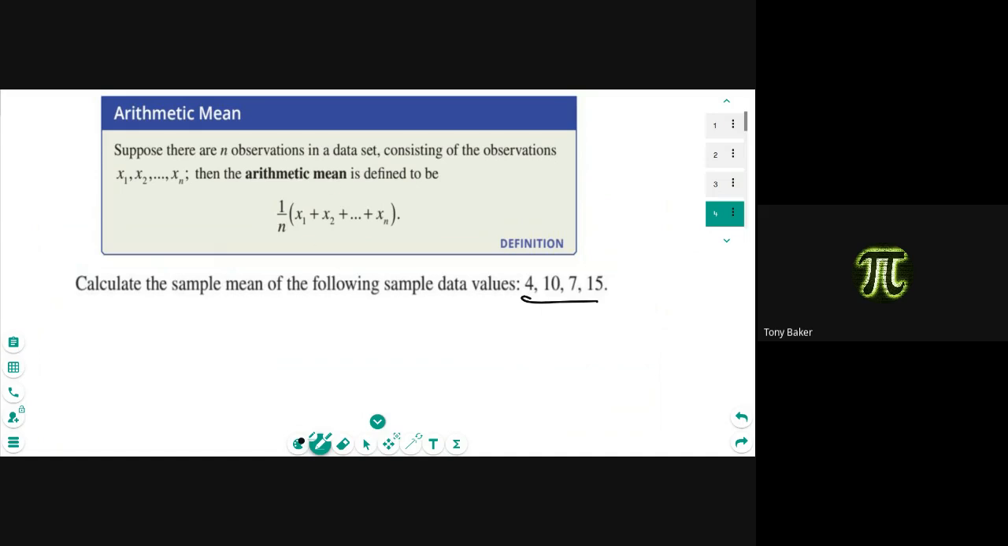I've now heard 2 different answers. It's 36 divided by 4. Yes, it's 36. I do it all in my head. You grab a calculator. Stop doing things in your head. Everybody has a calculator. So yes, you add them all up. 4 plus 10 plus 7 plus 15 is 36. We divide by 4, which is 9.